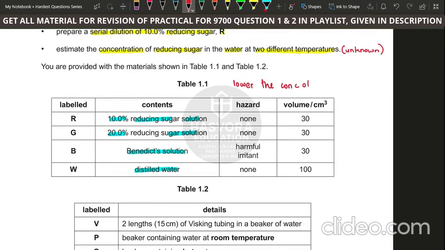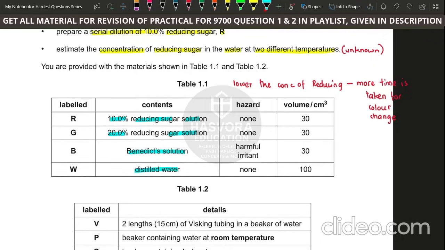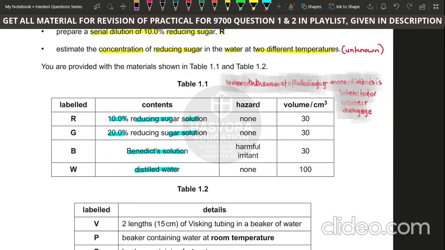And let me tell you one more thing: the lower the concentration of the reducing sugar, the more time is taken for color change. You should know this. So if a sample takes more time to show a color change, this means that it has a lower concentration of reducing sugar. Okay, now let's move on.